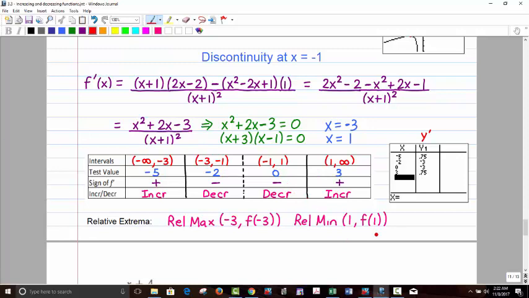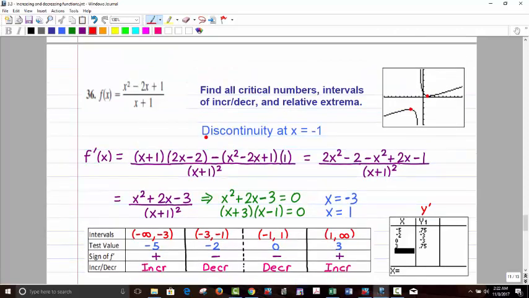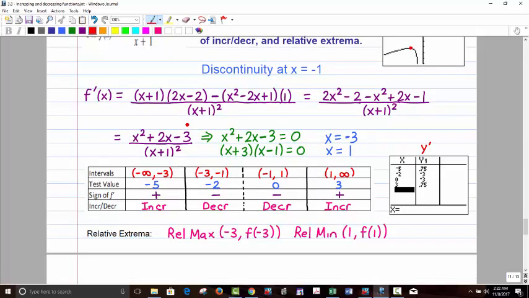Then you could plug those x values back into the original function, not the derivative, the original function. Because if you plug them into the derivative, you're going to get 0 every time, because that's how you got those numbers, by setting it equal to 0. I'm always amused whenever a student comes to me and asks, how come when I plug these back in, I get 0 every time? It's because they're plugging them into the derivative, not the original function.